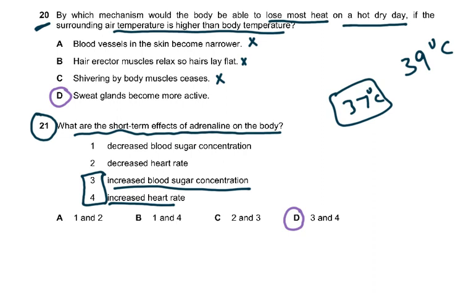Blood sugar will decrease if you do some exercise after that, in which you've had some anxiety and fear factor. So a decreased heart rate would happen later on. Now it says short-term effects. Short-term effects would be, because the adrenaline causes the liver to convert glycogen to glucose, increased blood glucose level or blood sugar concentration and heart rate increases. That's the immediate response. So it had to be 3 and 4, and that was the answer.